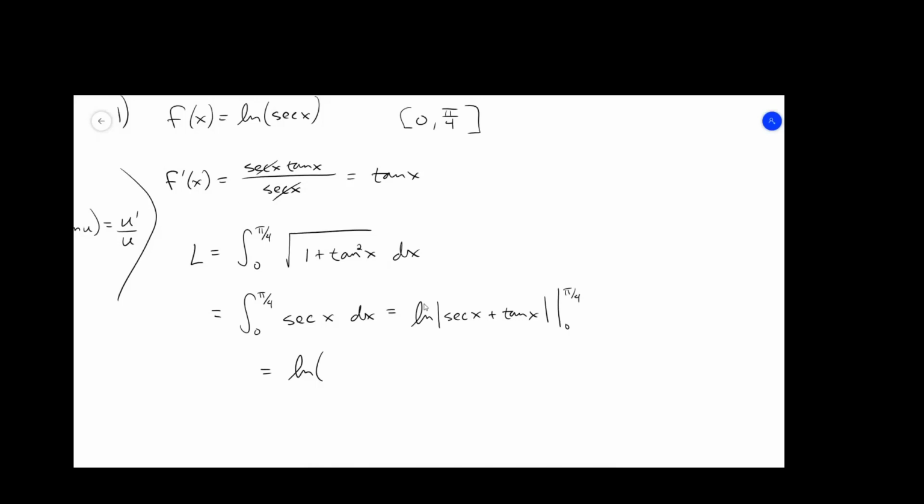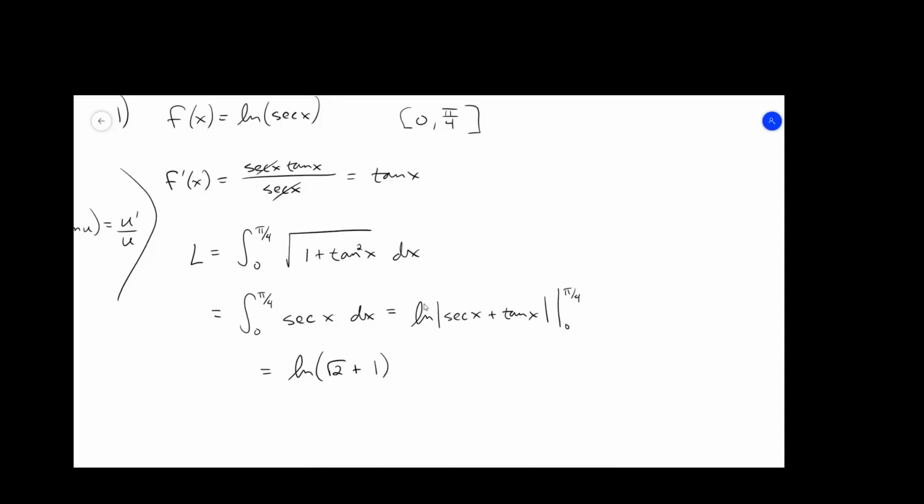At this point in Calculus 2, if I ask you what the secant of pi over 4 is, you should all know that. Yeah, root 2. Because the cosine of pi over 4 is root 2 over 2. You flip that over, you get 2 over root 2, which is the same as root 2. And then what is the tangent of pi over 4? 1, exactly. Tangent of pi over 4 is 1.